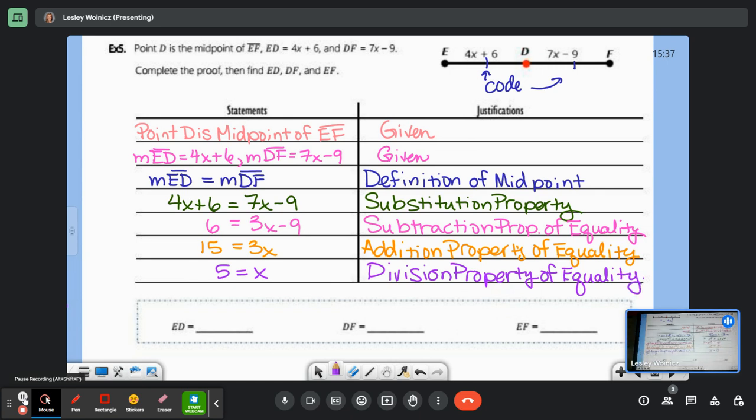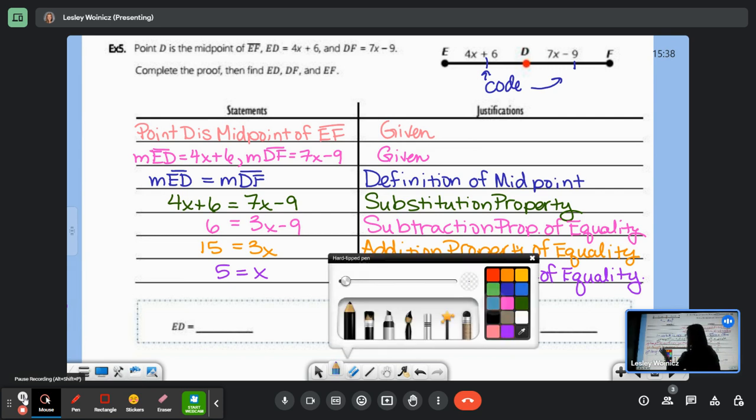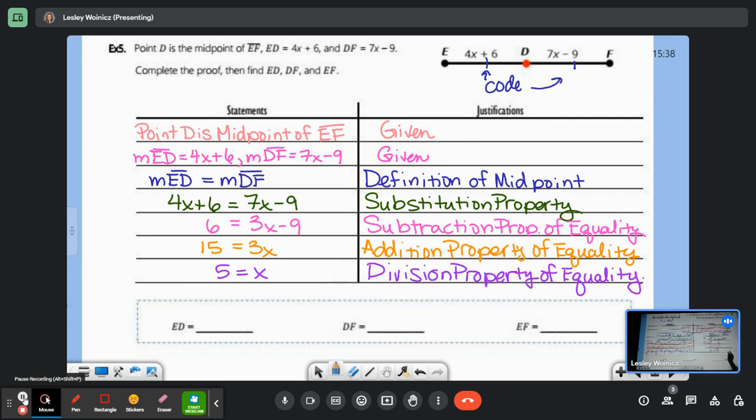Okay, so now we have something to plug in. So first we want to find ED. The expression for ED is 4x plus 6, and we know that x is 5. So 4 times 5 is 20 plus 6 is 26 units. All right, let's do DF. Well, they're supposed to be congruent. We should get the same thing.